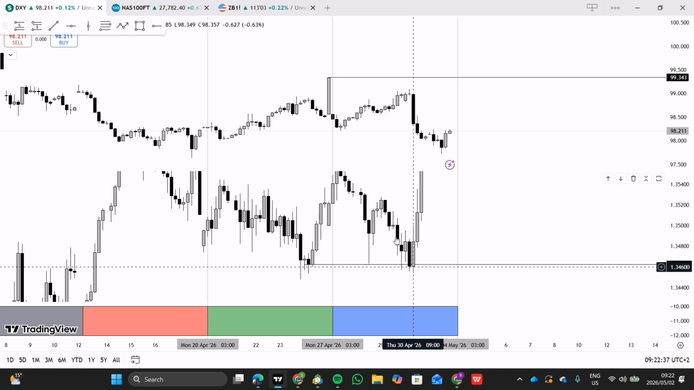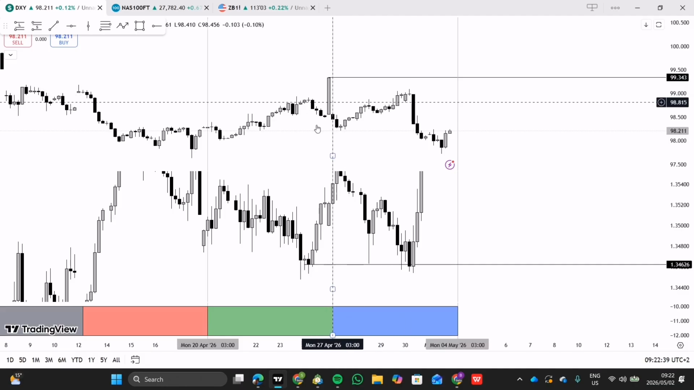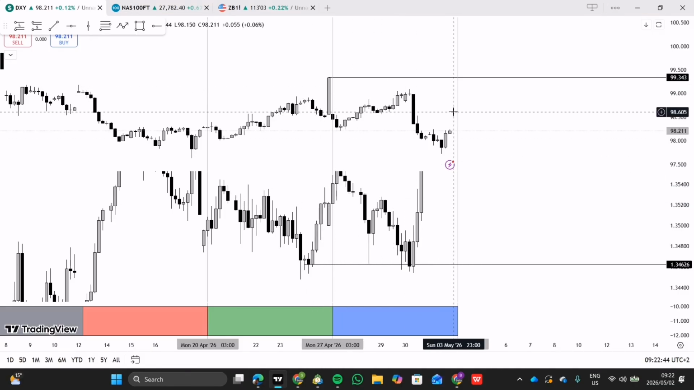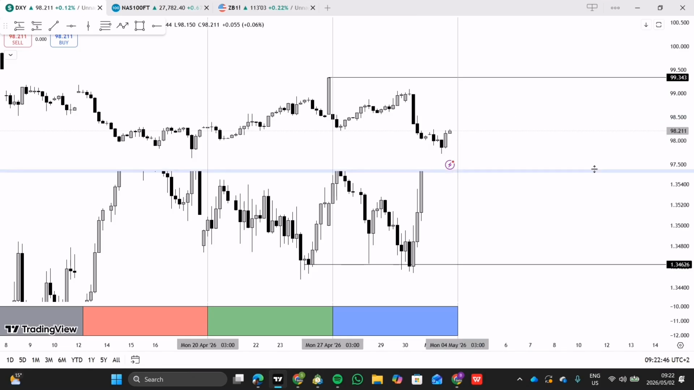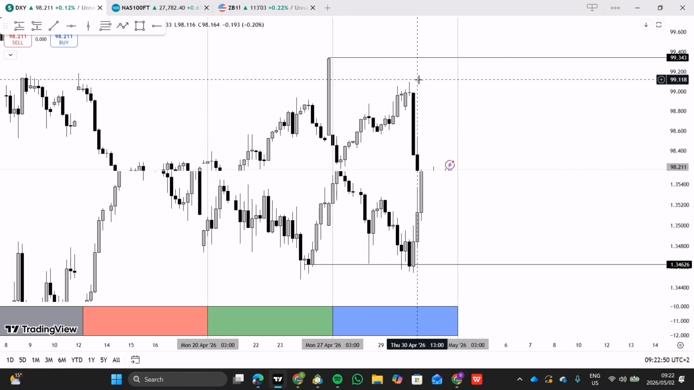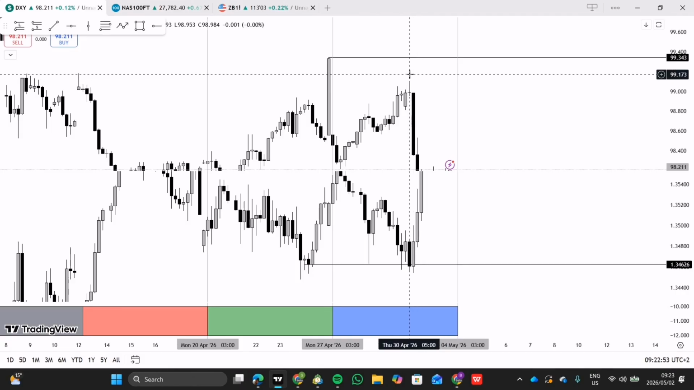So this was a sequential SMT. This was sequential SMT over here, okay? I hope I made myself clear on that one. Okay? It was sequential SMT right over there.